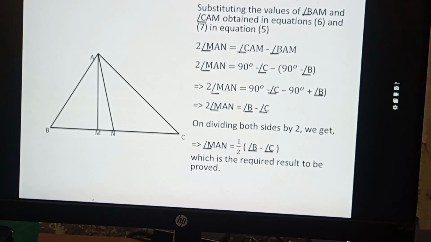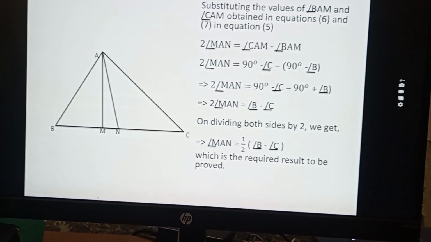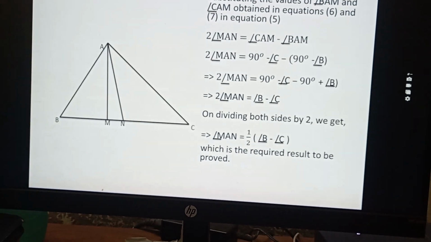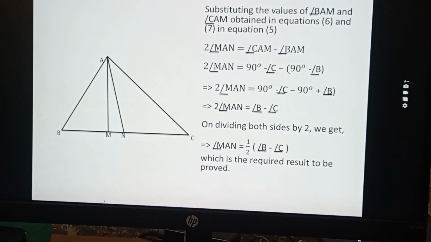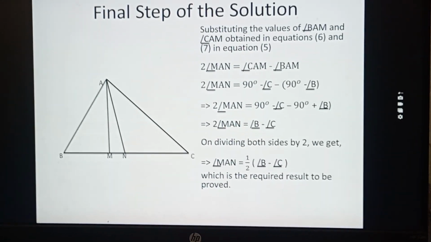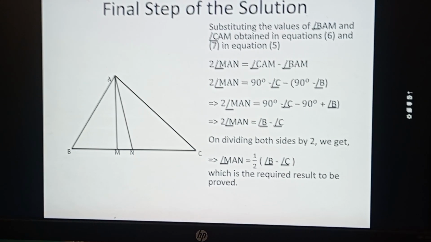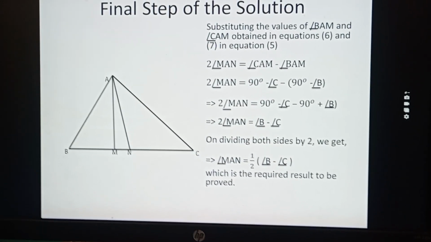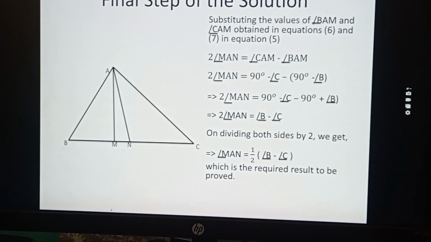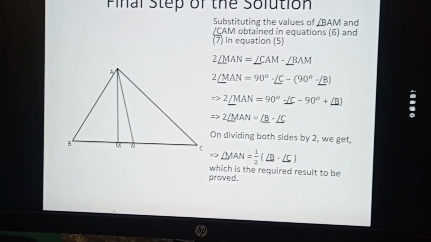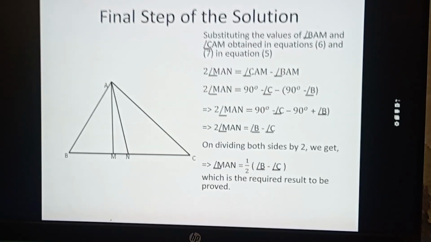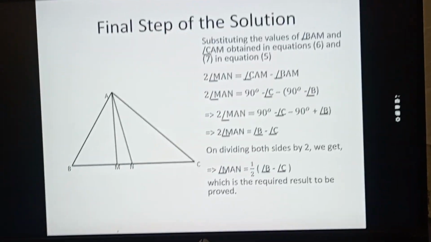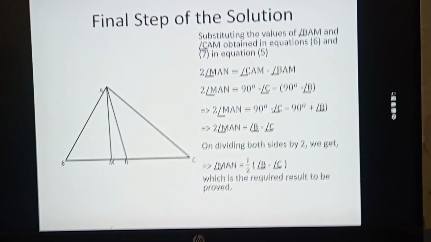We are left with 90 minus 90 minus angle C plus angle B. So we can shift angle B before angle C, and write twice angle MAN is equal to angle B minus angle C. On dividing both sides by 2, we get angle MAN is equal to half of (angle B minus angle C), which is the required result to be proved. We got the proof of that solution.